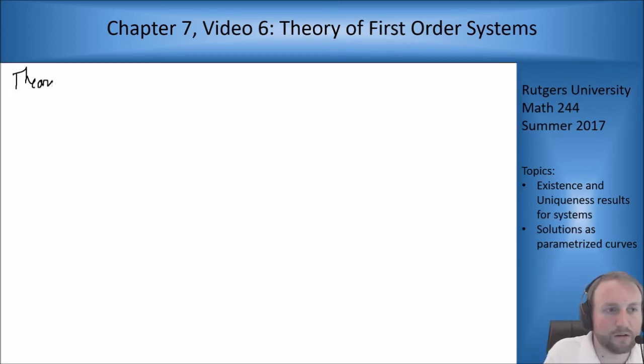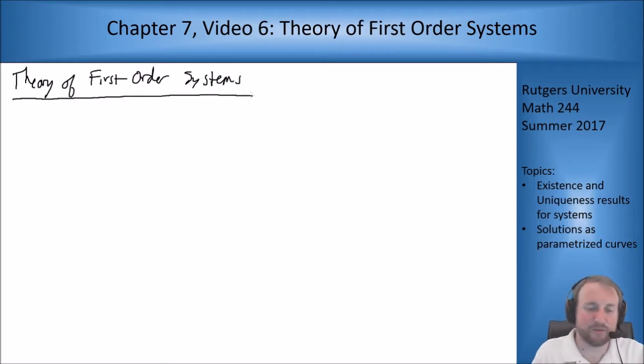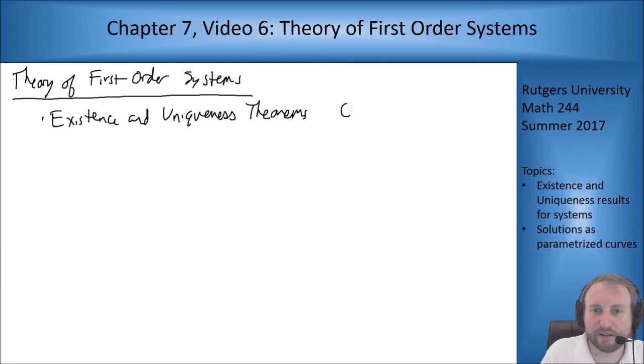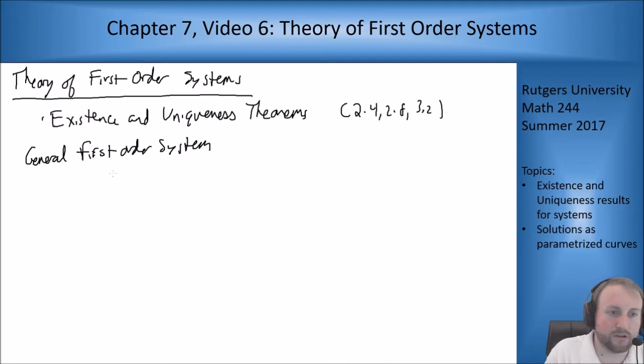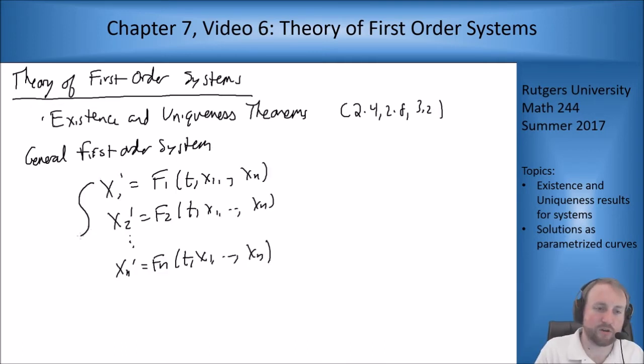So the theory of first order systems. We're going to talk about existence and uniqueness theorems first, which you can relate to 2.4, 2.8, and 3.2 in the book for the similar theorems we had for first order, linear, nonlinear, and then second order equations as well. So let's start by looking at the general first order system, which looks like this. So there's our general first order system, and we're going to have a result that looks fairly similar to what we had in the second order and linear case and first order case for nonlinear equations. So I'll go ahead and write the result up and then we'll talk about it.